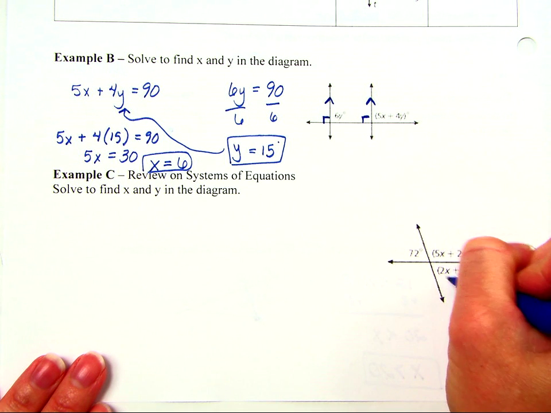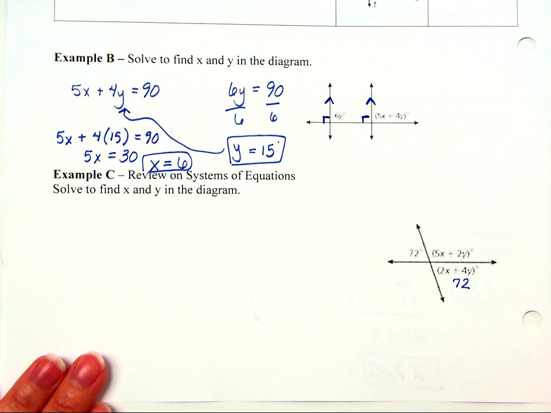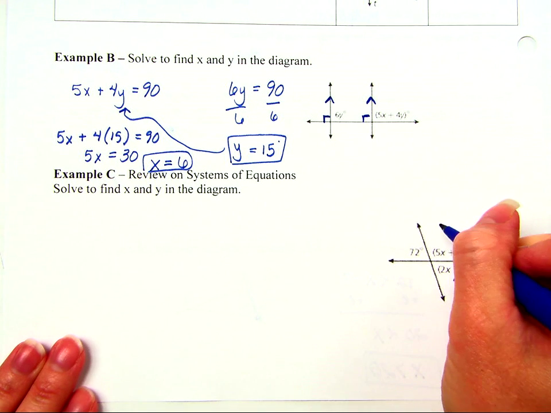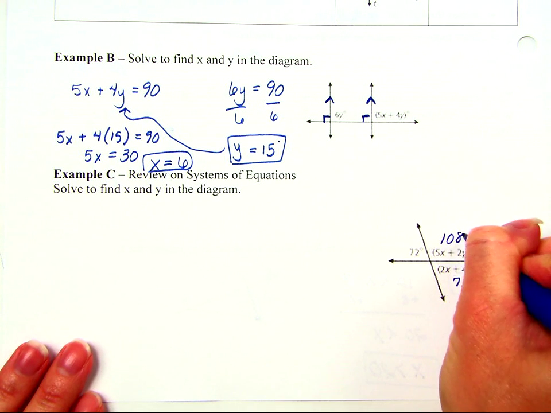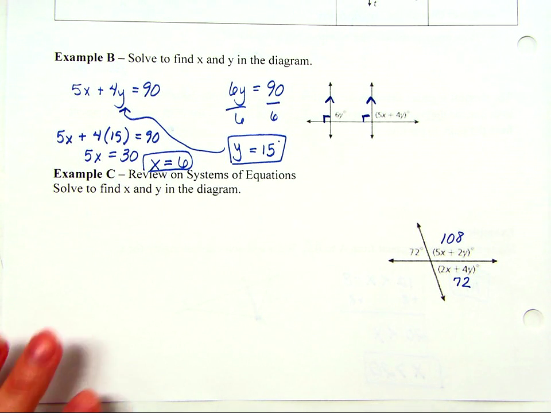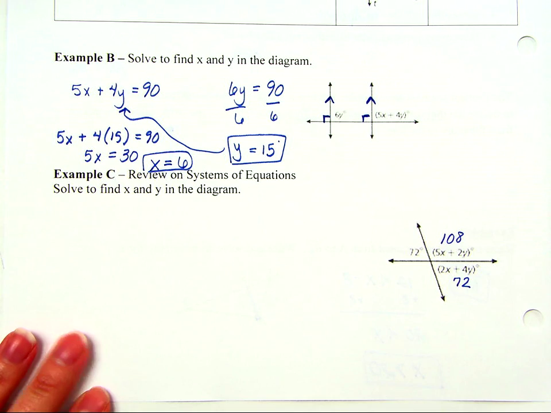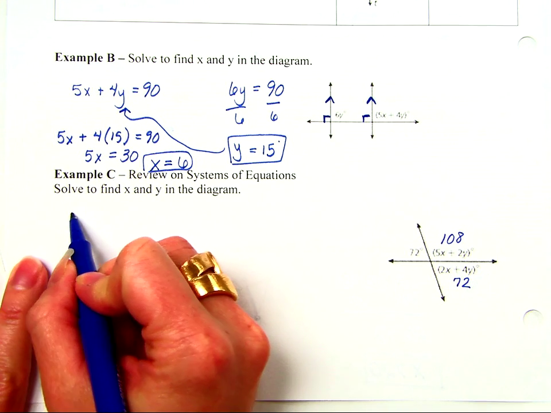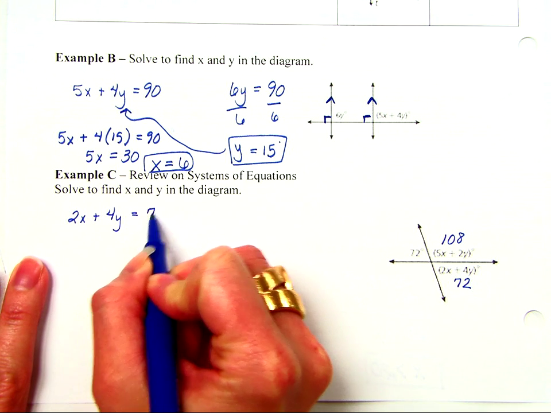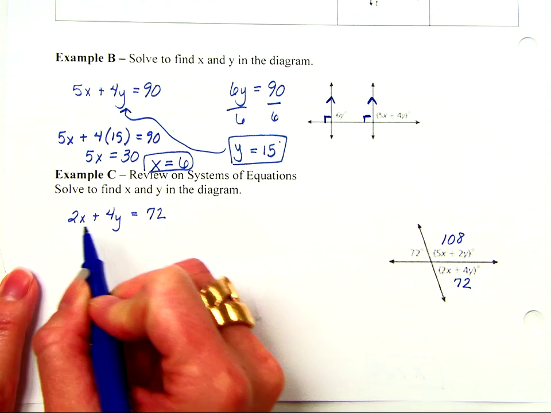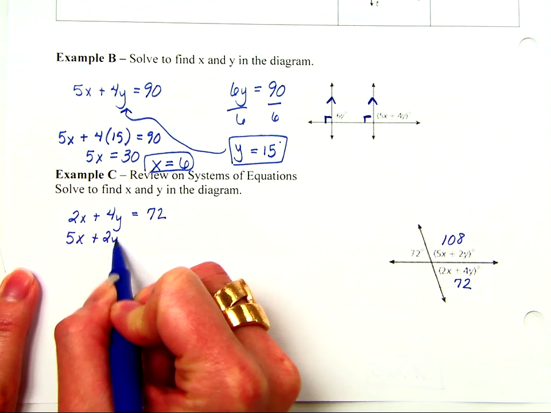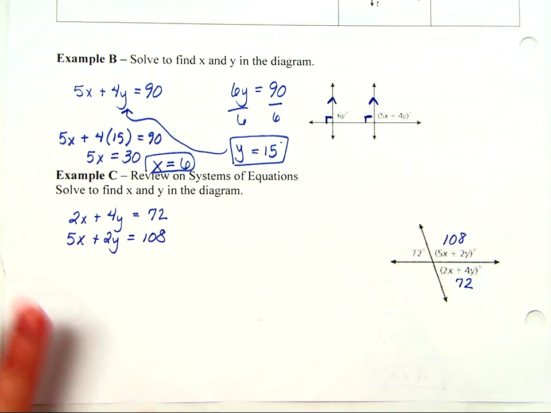So by vertical angles, my angle measure here is going to have to be 72 degrees. And this angle here is going to have to be 108. I see that with my linear pair. So I know that my two equations that I can set up are: 2x plus 4y needs to equal 72 degrees, and 5x plus 2y needs to equal 108.